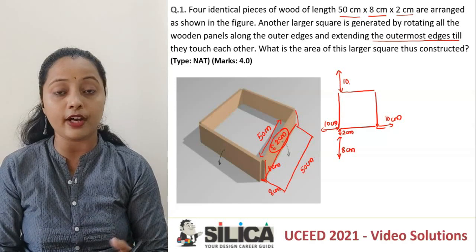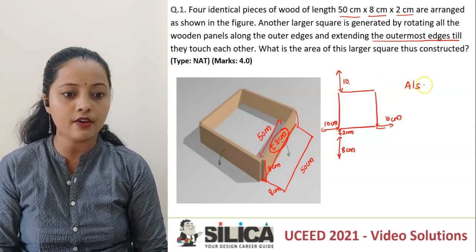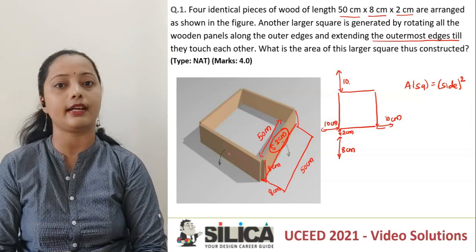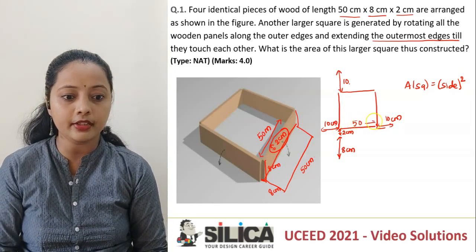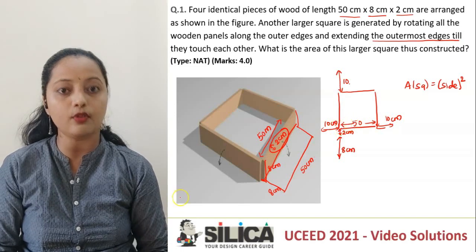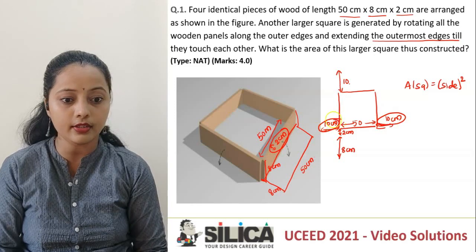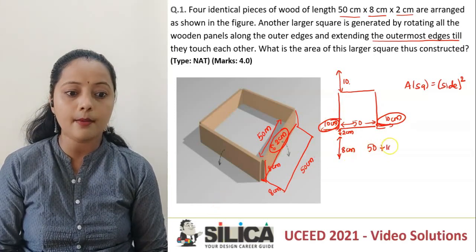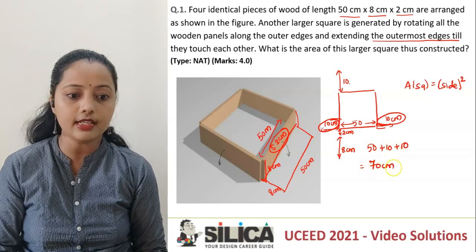Now I need to find what would be the area of the new square, right? What do we know? Area of square is nothing but the side square. So I need to find what is the new side that has been developed. See carefully, the internal square, its side length was 50. And now from each side, how much is getting added? This 10 over here and this 10. So the new side that I have is 50 plus 10 plus 10, which is equal to 70 centimeters.